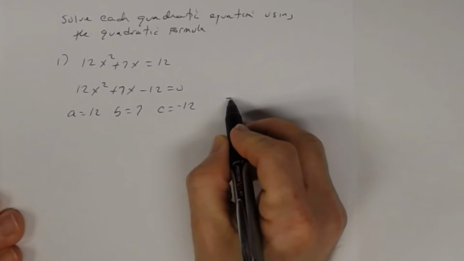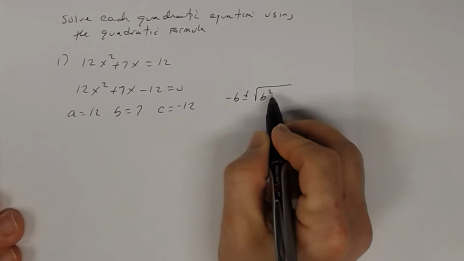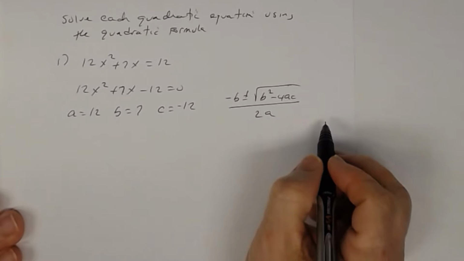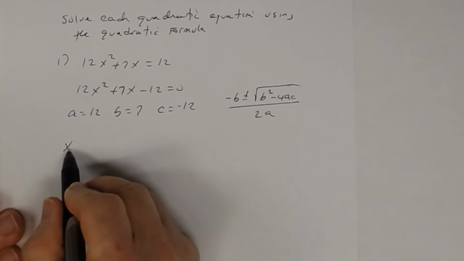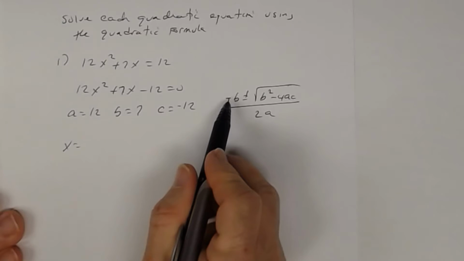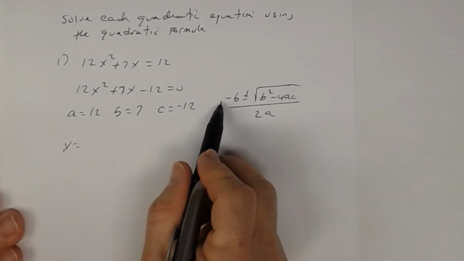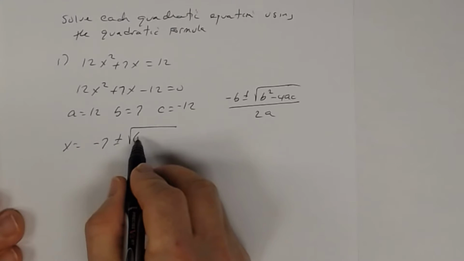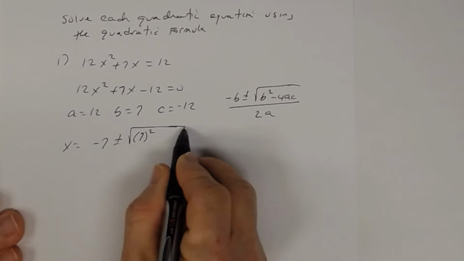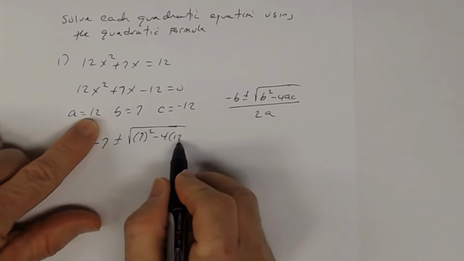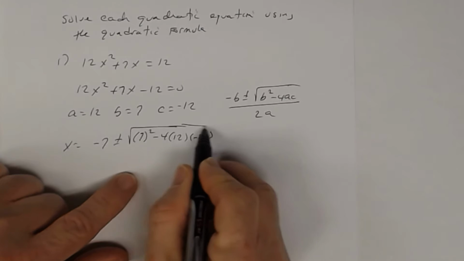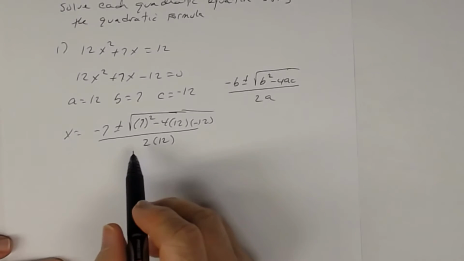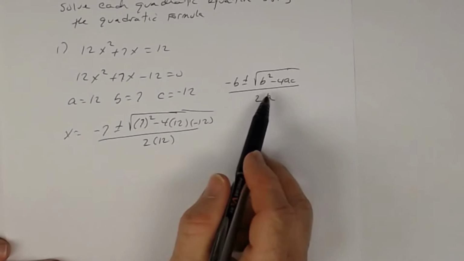Then we're going to use the quadratic formula, the opposite of b, plus or minus the square root of b squared minus 4ac, all of that being divided by 2a. So here's what you're going to write. x equals the opposite of b. Well, if b is 7, the opposite of 7 is negative 7, plus or minus the square root of b, notice I'm putting it in parentheses, 7 squared, minus 4 times a, which is 12, times c, which is negative 12, all divided by 2 times a, which is 12. So all I did was substitute these values into the formula.